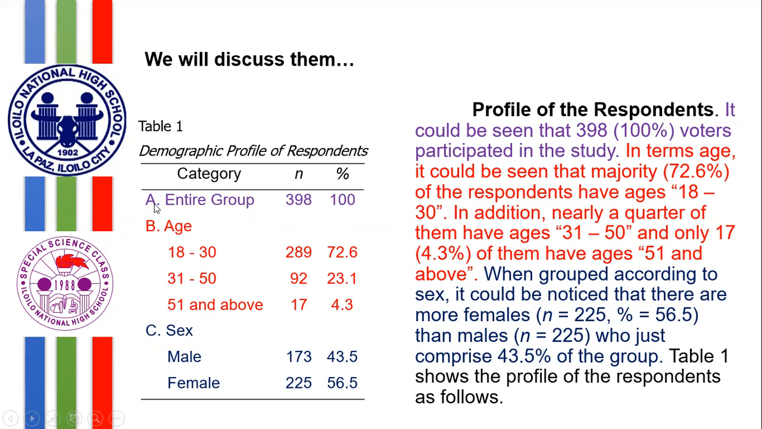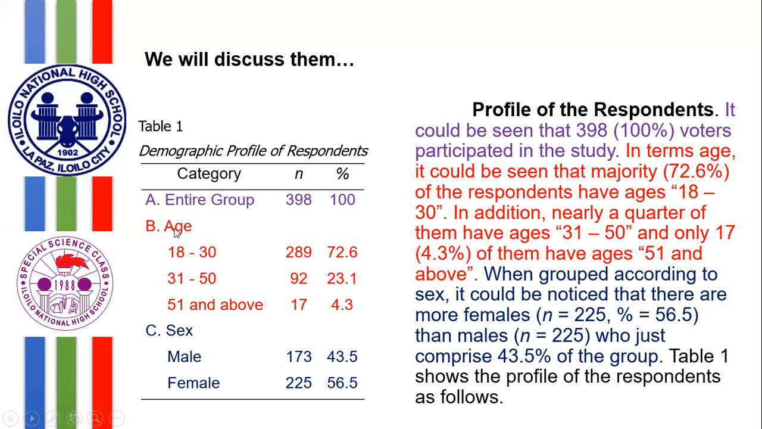And here, you could see I have highlighted some in violet, in red, and in blue. Note that the color coding on the table corresponds to its actual discussion in the textual discussion. They are actually directly related. So you could see for the first, for the entire group, I reported it in one sentence. It could be seen that 398, or open parenthesis 100%, of the voters participated in the study. So 398, 100% indicates that this 398 is the totality, or all, of those who participated.